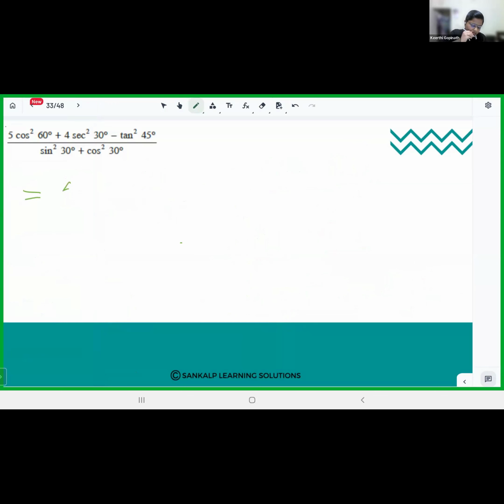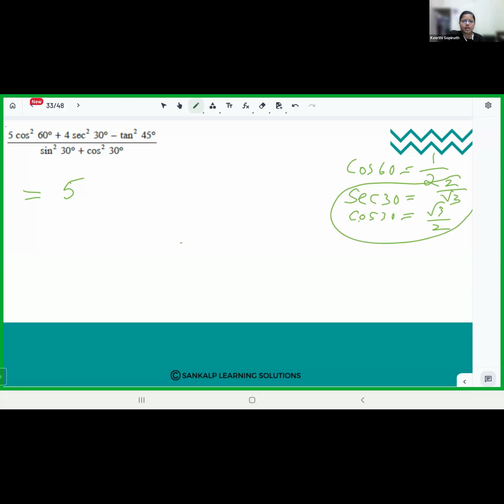We can find the value of cos 60, right? What is the value of cos 60? Cos 60 is nothing but 1 by 2. Now you have to find out sec 30. So consider cos 30. What is cos 30? Root 3 by 2. So what will be sec 30? 2 by root 3. In order to find sec 30, you consider cos 30. Cos 30 is equal to root 3 by 2. So sec 30 will be 2 by root 3.